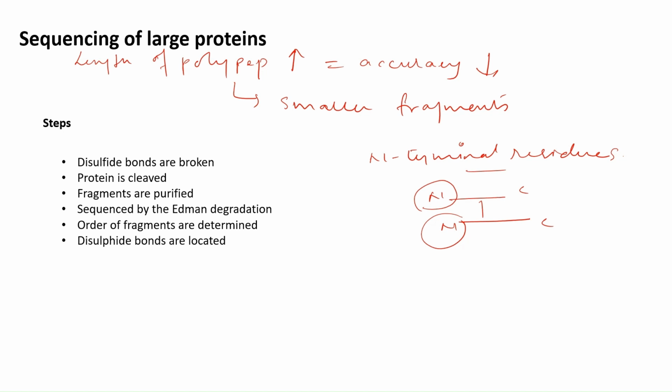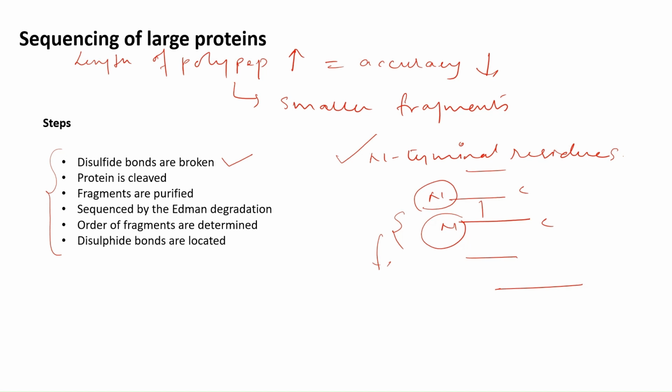Once we know this, if we find that our protein is made up of more than one polypeptide, the first step will be to break the disulfide bonds so that these polypeptides can be separated. These steps are specific for sequencing of large polypeptides, but the determination of the N-terminal residue is performed for both, the sequencing of small peptides as well as large polypeptides.